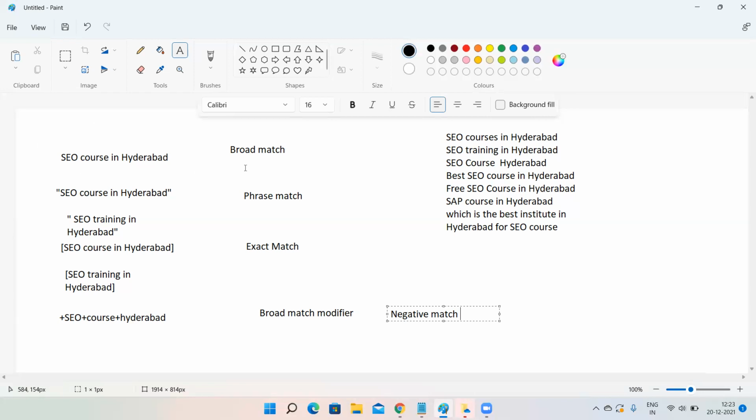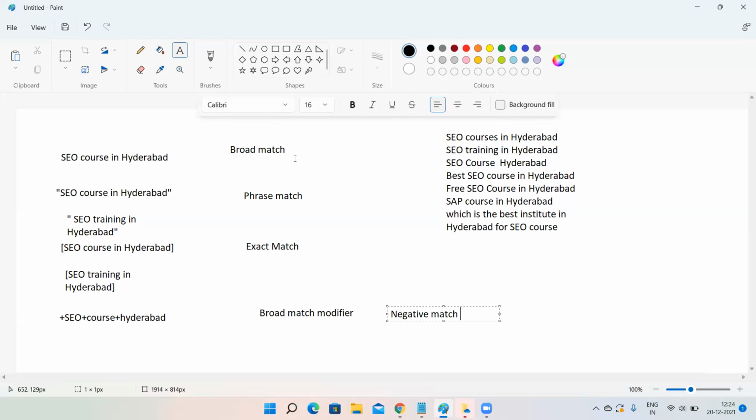Now, if it is a broad match and you target this particular keyword "SEO course in Hyderabad," when somebody is searching "SEO courses in Hyderabad," your advertisement will appear. Just concentrate, guys. One more time, I'm telling. When I have targeted a keyword "SEO course in Hyderabad" and it is a broad match because I have not used any symbols, and some person is searching "SEO courses in Hyderabad," my advertisement will appear. If somebody is searching "SEO training in Hyderabad" also, my advertisement is going to appear because it is a broad match. Even if one word matches, Google is going to showcase your advertisement.